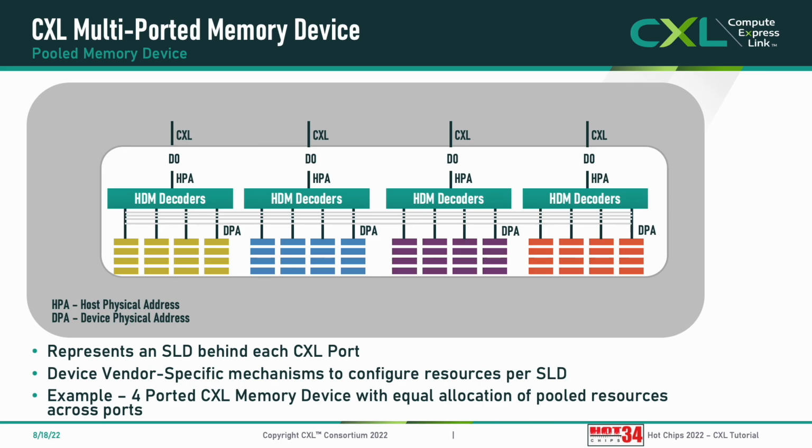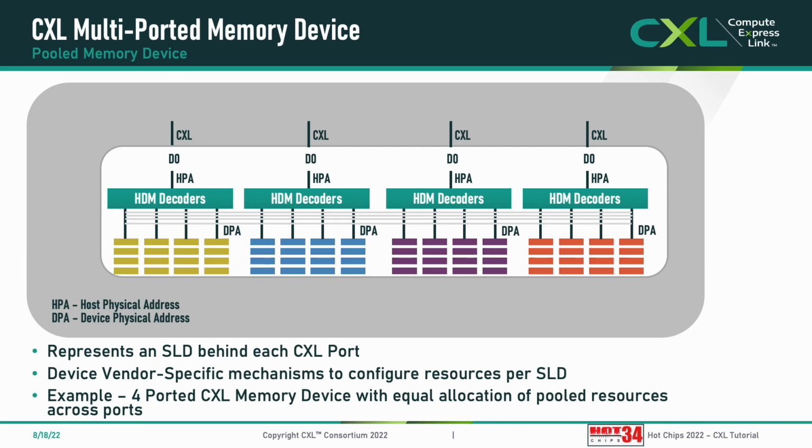In this example, we're showing a 4-ported CXL memory device with equal allocation of pooled resources across those ports. Each color denotes that each of those CXL ports is mapped to a different operating system or VMM image, essentially a different address space. As you can see, when the host physical address comes in on each CXL link, it's coming from the address that's mapped into a specific host address domain, and the device is going to do a host physical address to device physical address translation.